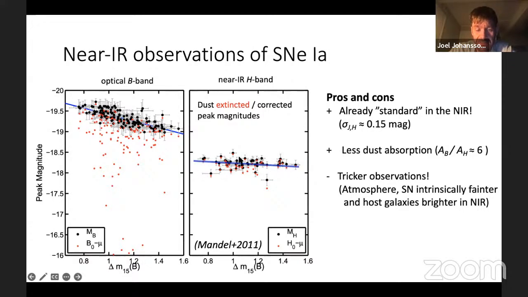So they are not very sensitive to this decline parameter. And that's a plus, and another plus is that they're less affected by dust absorption. And then, of course, the caveat is that it's trickier to do these observations. The Earth's atmosphere is interfering, of course, and the supernova is fainter. And also, I think a lot of people forget to mention that the contrast between the supernova and the host galaxy is worse. The galaxies are typically brighter in the infrared.